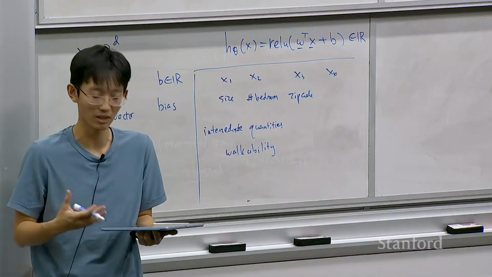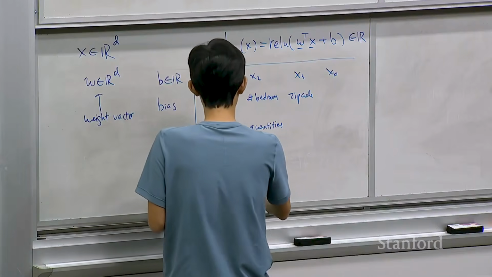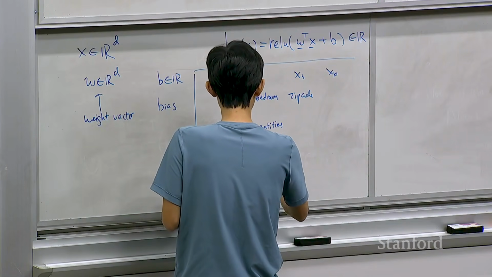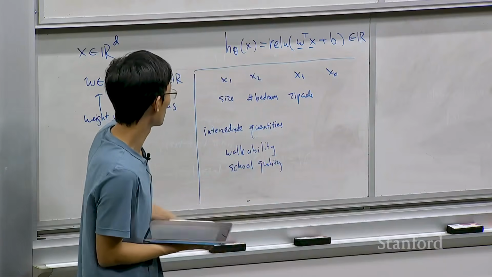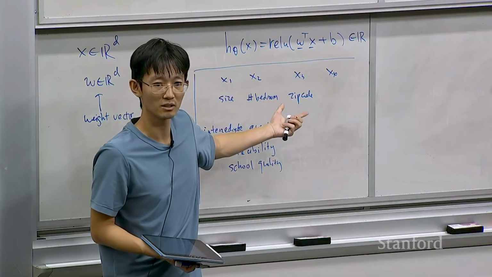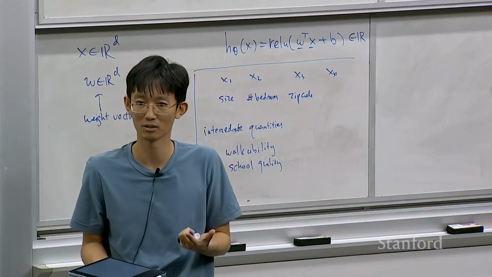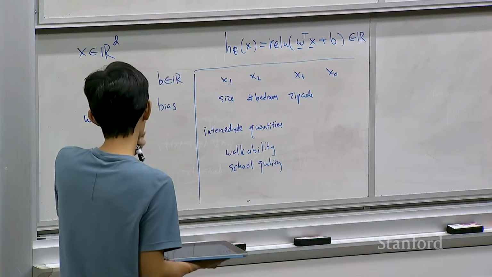How easy is it to walk around the house, right? Maybe there's another one, which is like the school quality. So these are, in some sense, variables that are not present in your original data, but they matter a lot to the price of the house, right?